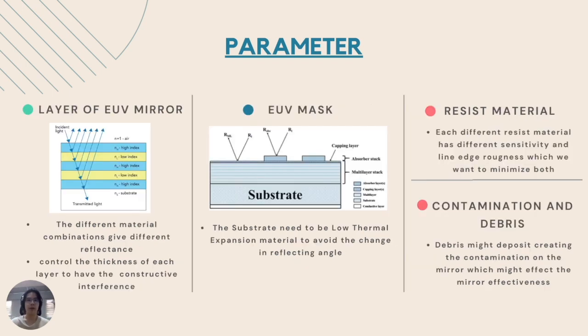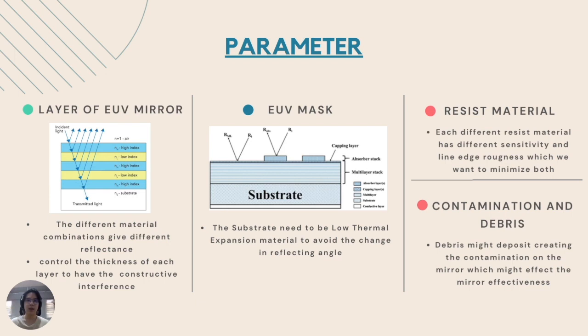Okay, third is the layer of the EUV mirror. Different material combinations will give different reflectance, and we want the reflectance to be as high as possible. Moreover, we need to control the thickness of the layers to have constructive interference to boost the wave output. Then next, we need to make sure that the substrate of the EUV mask is a very low thermal expansion material, because if it is a high thermal expansion material, the substrate might expand and change the angle of the light that it reflects.